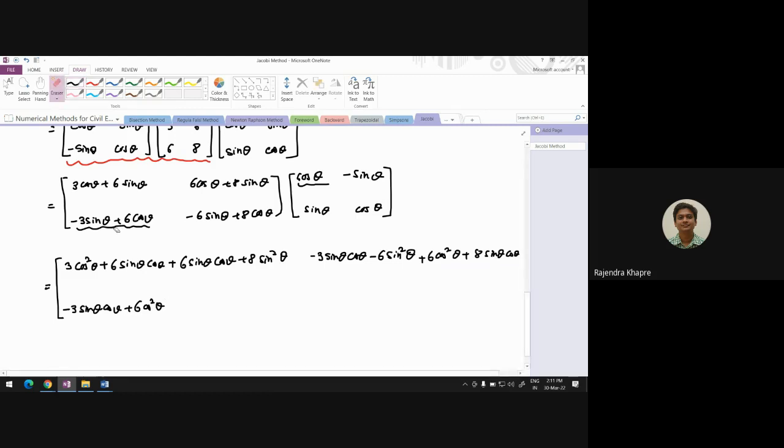Okay, so one part is done. Now the second part. I'll be going with the product of this with sin theta. So this is minus 6 times sin square theta plus 8 times sin theta cos theta. Now only the last part remaining, in which I'll be multiplying this with minus sin theta. So minus minus will go off, and this will be 3 times sin square theta minus 6 times sin theta cos theta.